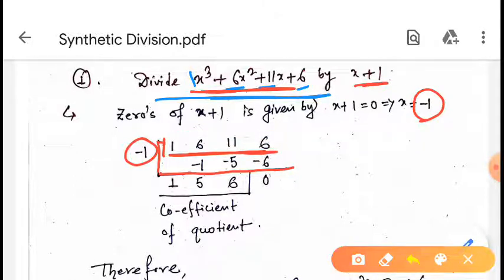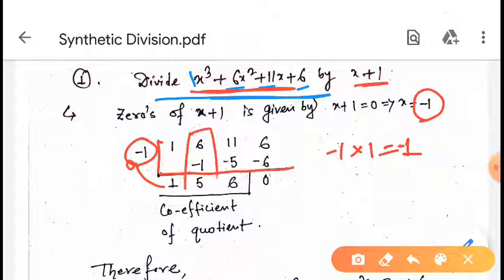Now what we have to do is bring this 1 down to the bottom, so 1 is written here. Now minus 1 is multiplied by 1, so that is minus 1, and this minus 1 is written here. Now you have to do the calculation over these columns. So 6 and minus 1 will be 5. Just add them, nothing to worry about, so that will be 5 here.